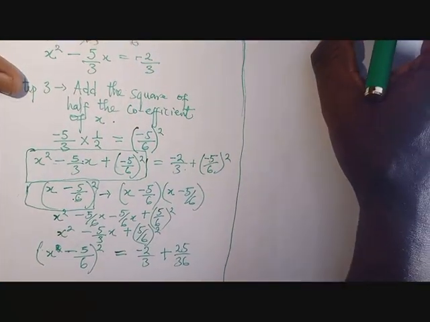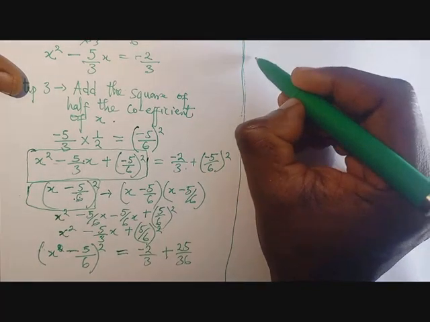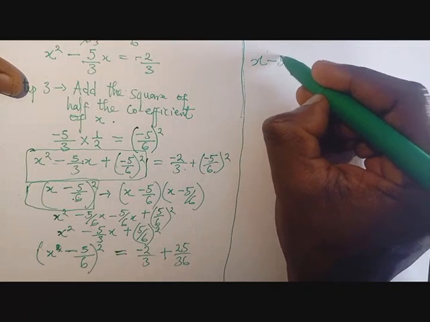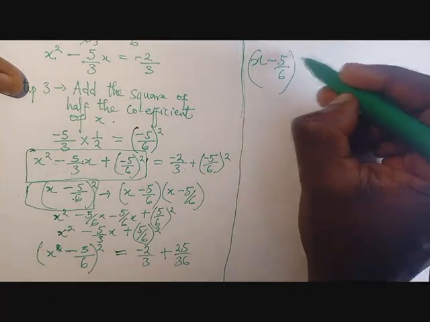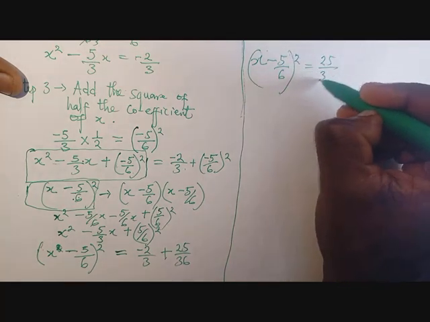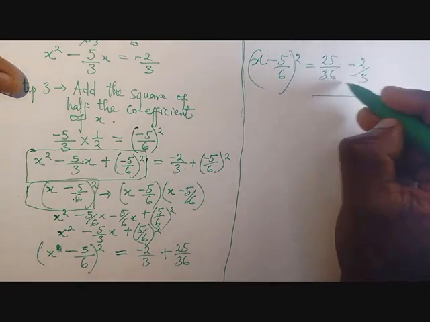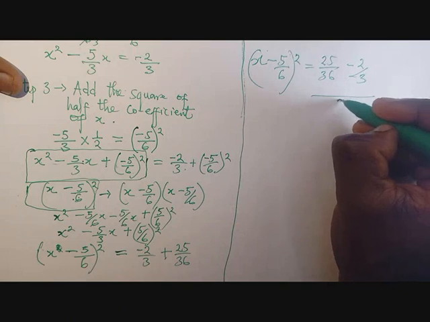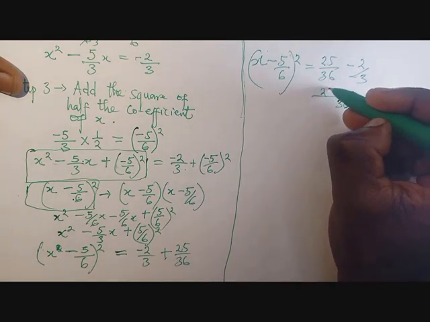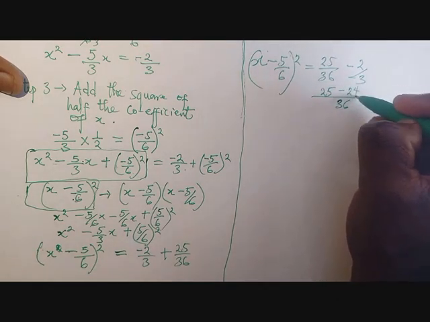So moving everything over to this side, I'm going to get x minus 5 over 6 all squared is equal to, now I just want to rearrange this. This is 25 over 36 minus 2 over 3. Now let me take the LCM here. The LCM here is 36. This divided by this is 1. So this is 25. Minus 3 into this is 12 times this is 24.